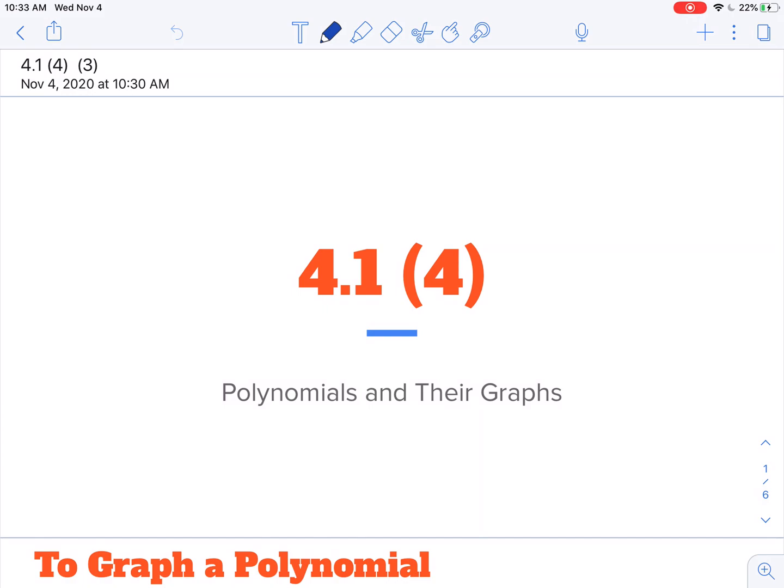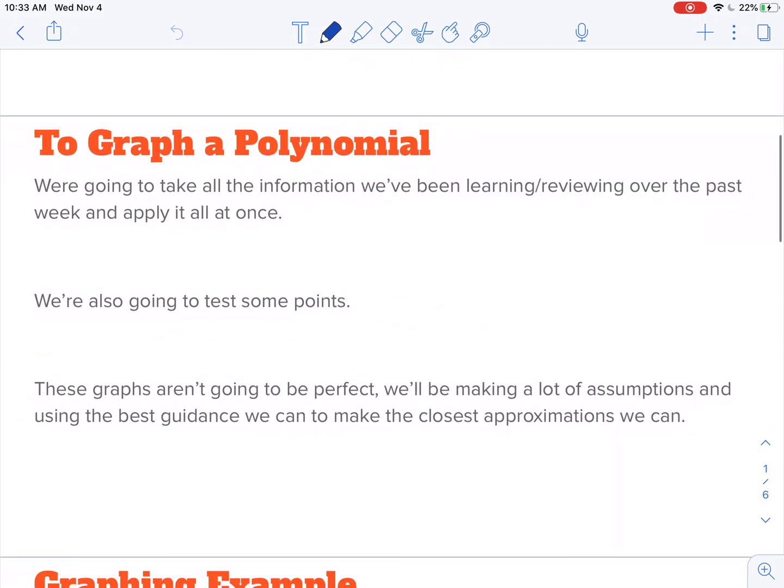Because as we go through polynomials, we need to be able to graph them, but graphing them is going to come from a lot of the information we found. So to graph a polynomial, we just take all that information and apply it all at once, and we can also test a few points. One thing I do want to say is these graphs are not going to look perfect. We're going to be making a lot of assumptions on what the graph looks like, and we're just going to be using the best guidance we can to make the closest approximations. Unless we have graphing technology, we're not going to be able to make a perfect polynomial. We can make a pretty darn close polynomial.